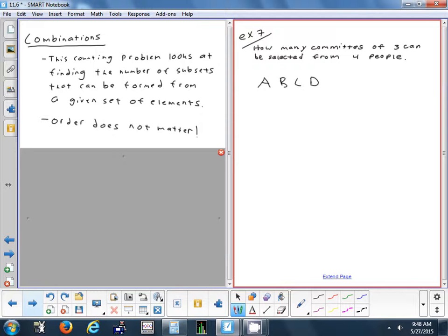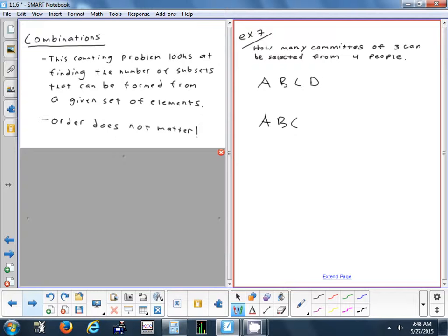Okay, who can give me one committee that could be formed from the people A, B, C, D? Yep. You could pick A, B, C. Now, there's nothing else you can do with A, B, C. If you pick C, B, A, those are the same 3 people. The order you pick them in doesn't matter. So there's one.